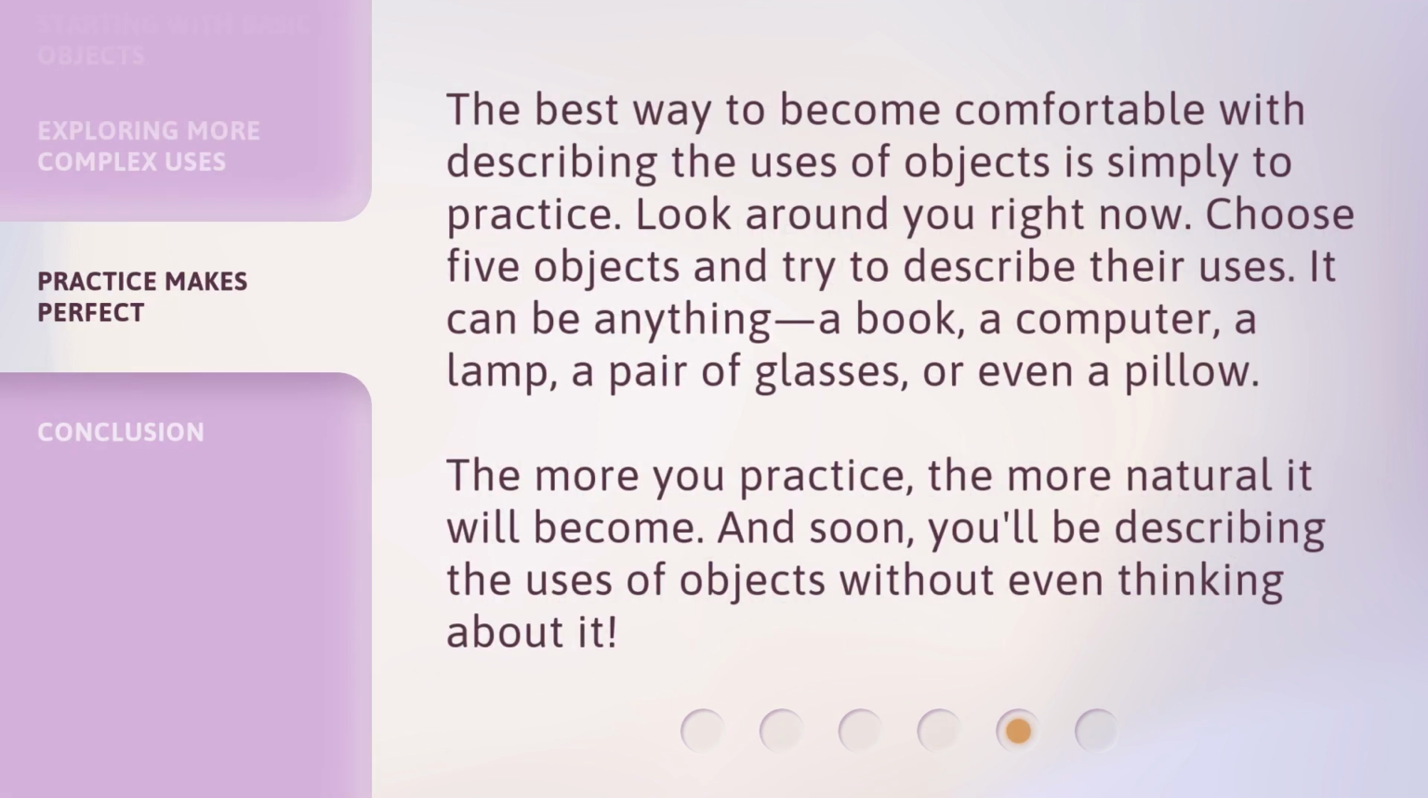The best way to become comfortable with describing the uses of objects is simply to practice. Look around you right now. Choose 5 objects and try to describe their uses. It can be anything: a book, a computer, a lamp, a pair of glasses, or even a pillow. The more you practice, the more natural it will become. And soon, you'll be describing the uses of objects without even thinking about it.